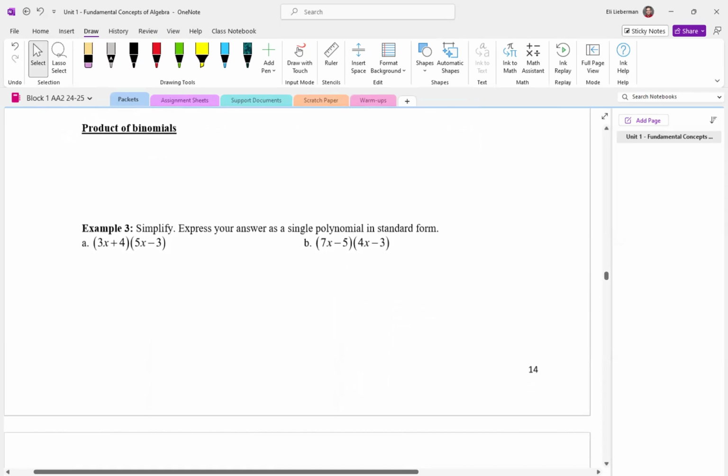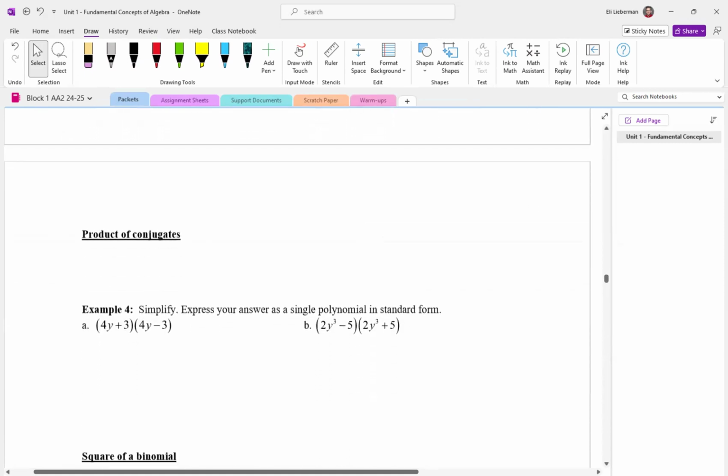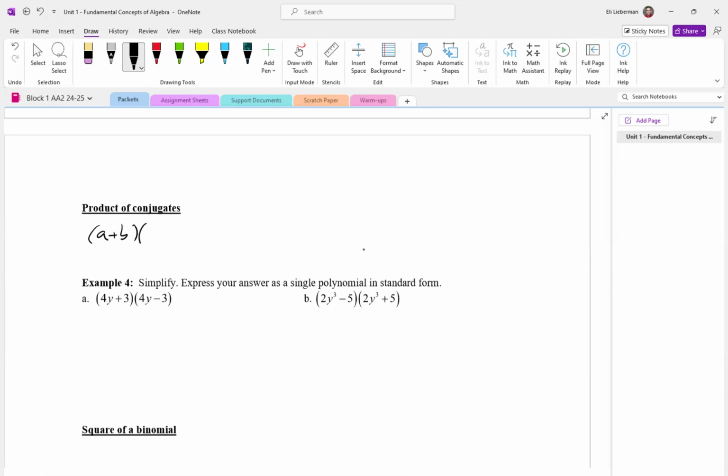Product of binomials, for that, all you have to do is use distributive property. I don't know how they separate it. Product of conjugates. I feel like we talked about the product of conjugates, didn't we? What's the conjugate of A plus B? Check in with your neighbor. The conjugate of A plus B is, everybody? A minus B. How about the conjugate of A minus B? A plus B. So is it fair to say every binomial has a conjugate? Does that make sense? Yeah.